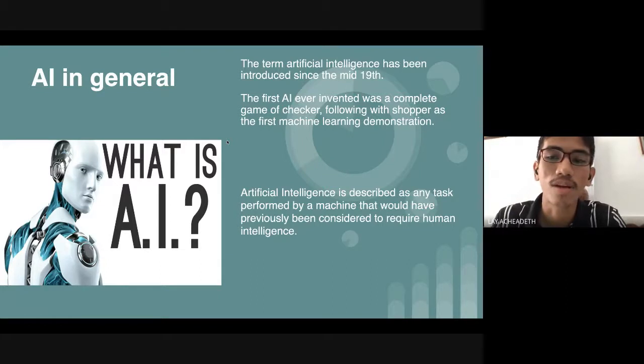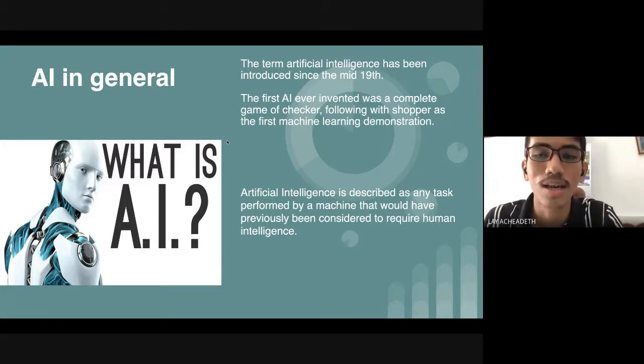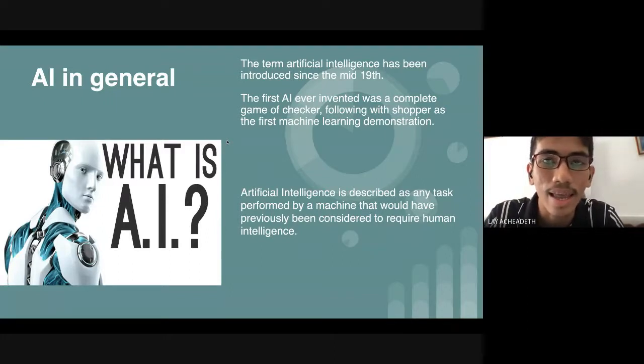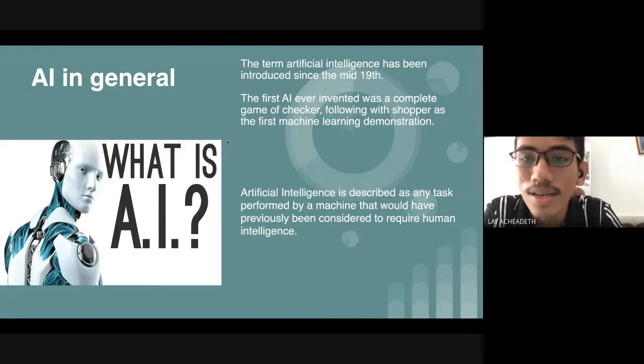The first AI ever invented was a program that could play a complete game of checkers. Have any of you played checkers before? If you have, then you know how the logic of it goes. They built a robot that can play checkers against you, but not a very efficient one, just beginner level. Later they updated it to become a real expert in checkers using an algorithm called the minimax algorithm. You will see it later. Just know that.